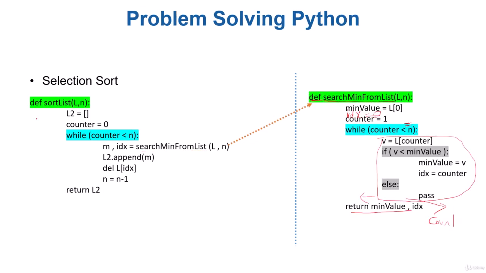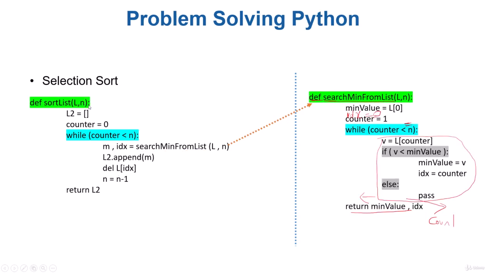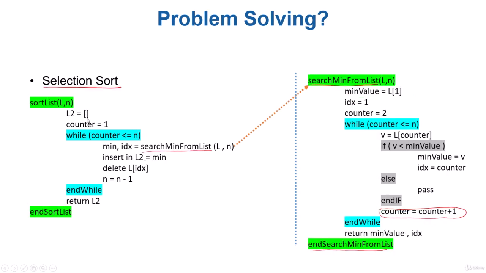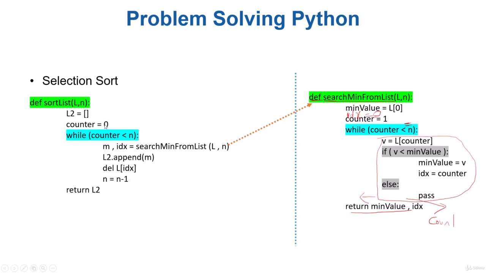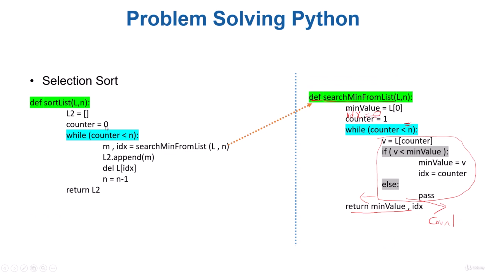Again, we have sort list. We have to write the define, and then we have this colon out there. We have to write the colon there. Then list2 is defined as empty. It's empty in Python as well. Counter starts from 0 because there the list starts from index 1. In Python the list starts from 0, so we write 0.